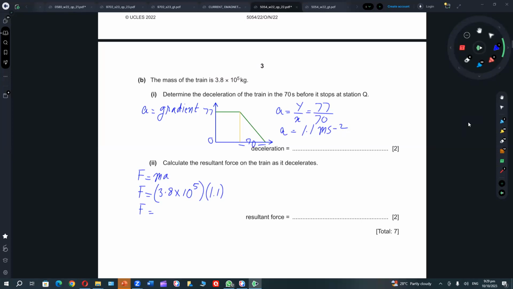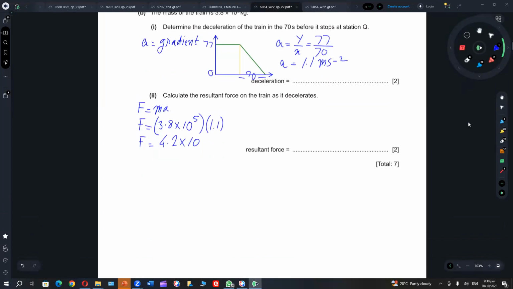4.2 times 10 raised to the power of 5. Can you repeat? 4.2 times 10 raised to the power of 5 newtons. What's the power of 10? 5. Yes.